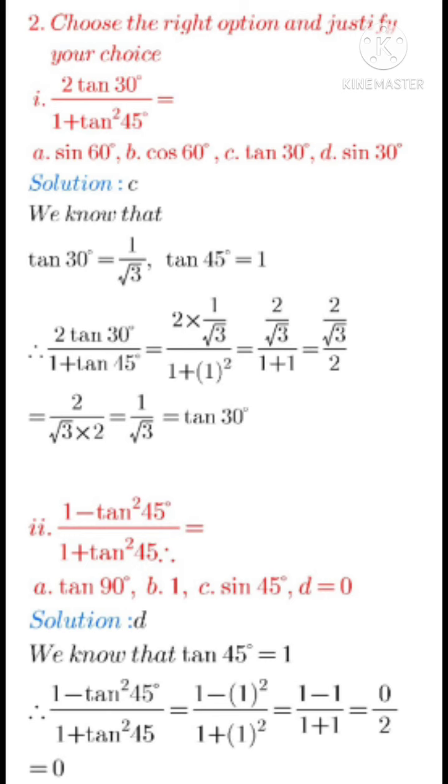So from the table. Next, the second question: (1 minus tan square 45) by (1 plus tan square 45). The options are A) tan 90, B) 1, C) sin 45 and D) 0. And the correct answer is D. Let us see how it is D.